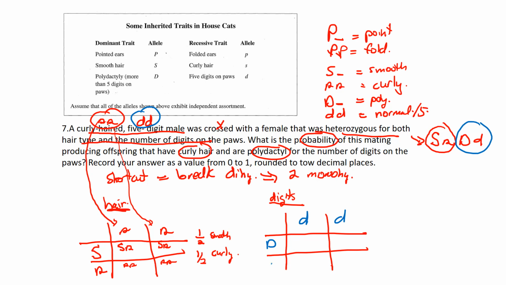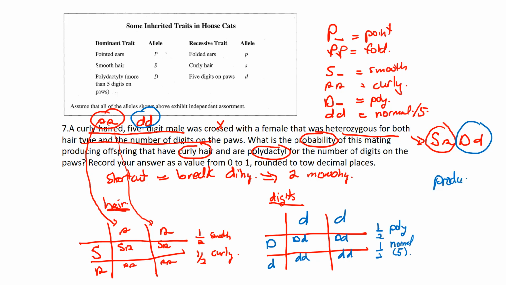You can see this is much better than doing all that foiling and filling in of the Punnett squares and then counting them all up. It's much easier to count up when they're in monohybrids. So big D, little d, big D, little d, little d, little d, little d, little d. And you can see it's going to be one half as well. One half of these are going to be poly, and one half are going to be normal, which is just five digits.